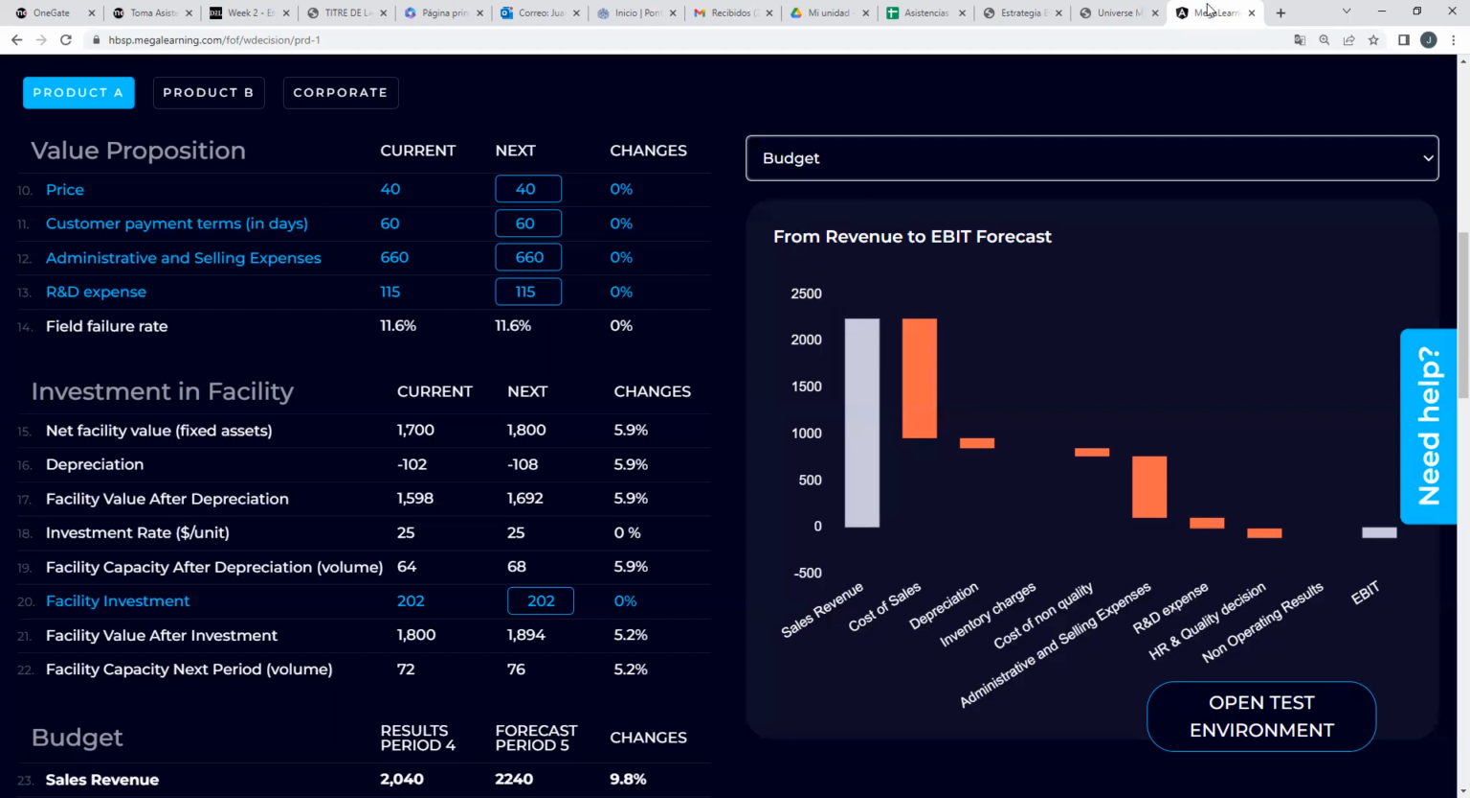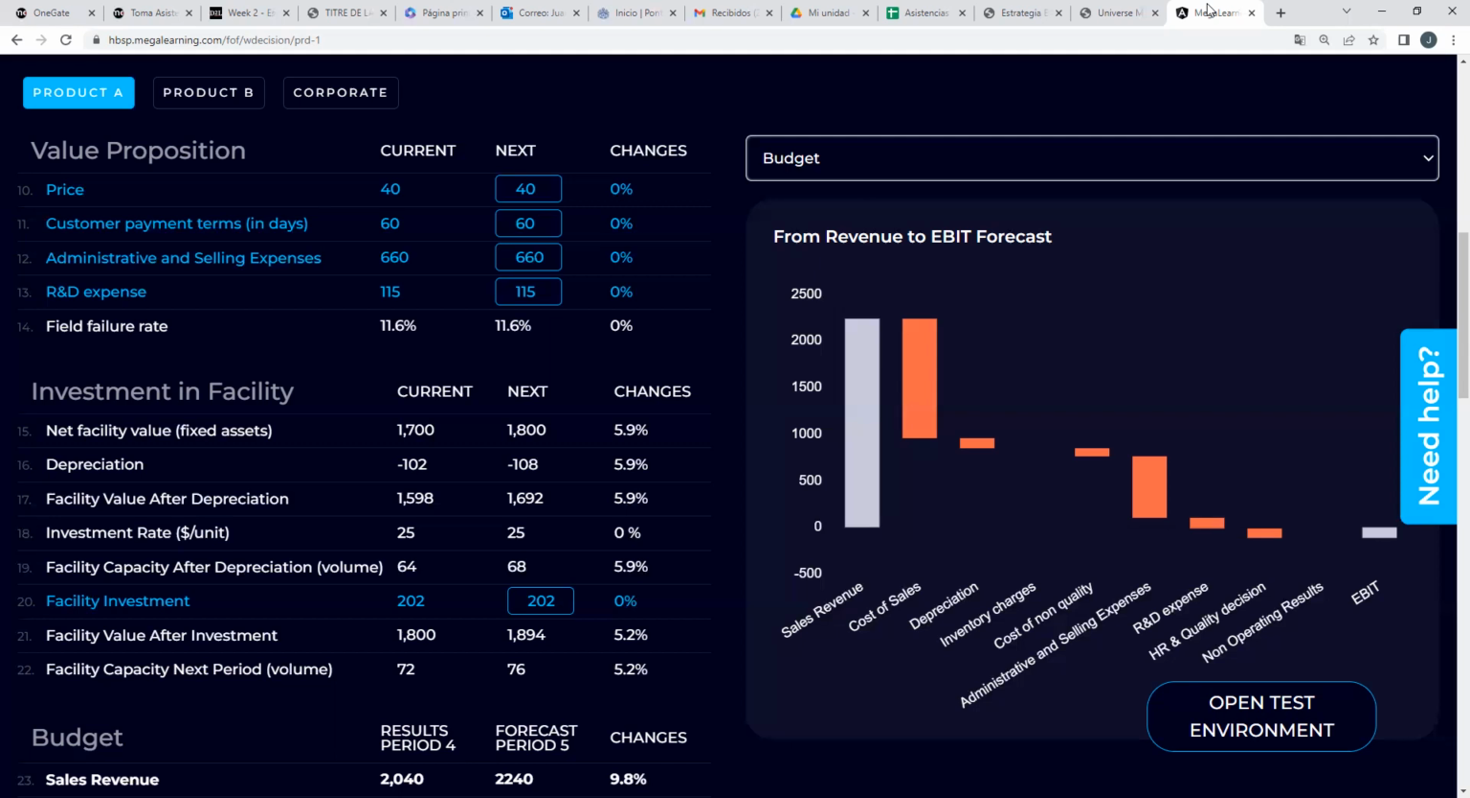Look, now you have one title that says investment in facilities. Facility investment, in the previous round, you invested $202. Remember that for every $25 that you invest in facility investment, you can increase the size of your company by 1 unit. So if you are investing 202, you are increasing the size of your factory for product A by more or less 8 units.